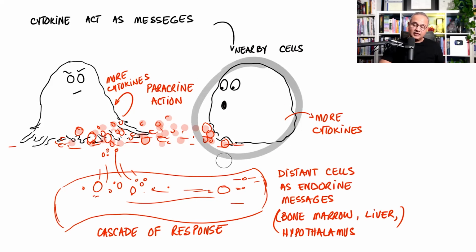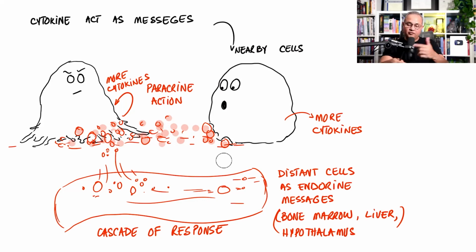Now it is possible that that neighboring cell, when it becomes active, will release even more cytokines. And now we are in a cycle of increasing cytokines. Cytokines can also enter local blood vessels. From there, they can travel in the blood, go to distant areas and work there. That is called an endocrine action of a cytokine.